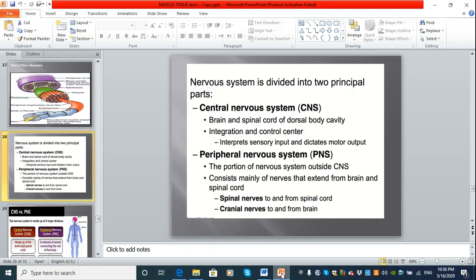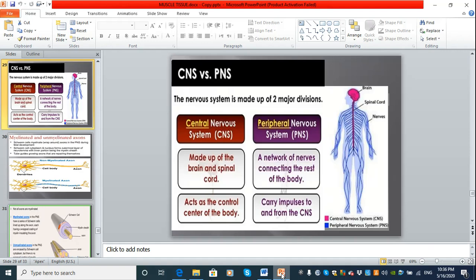Here I have a slide to give you a comparison between the CNS and PNS, and you will see it's very clear for the human body. The purple or pink one is the central nervous system, only the brain and spinal cord, while the blue one is peripheral. You see many nerves extended from it.